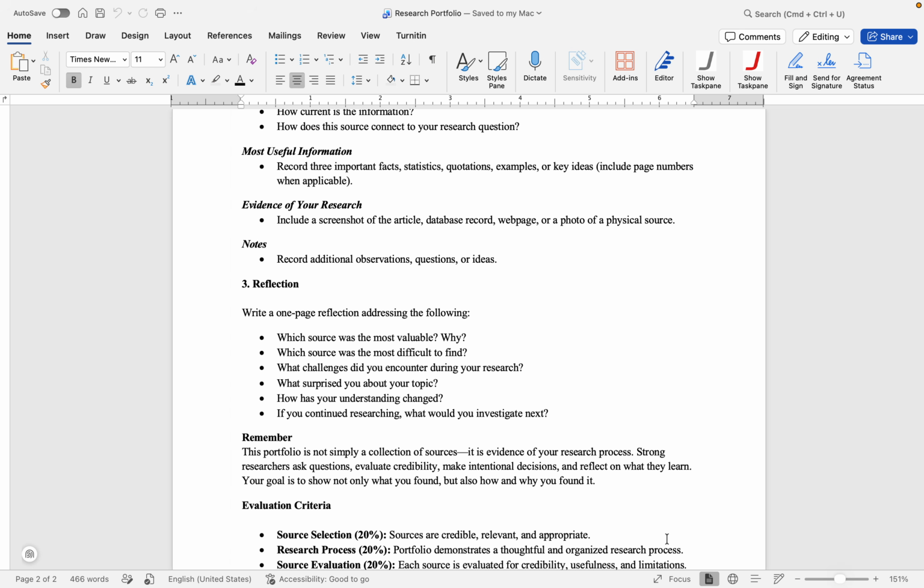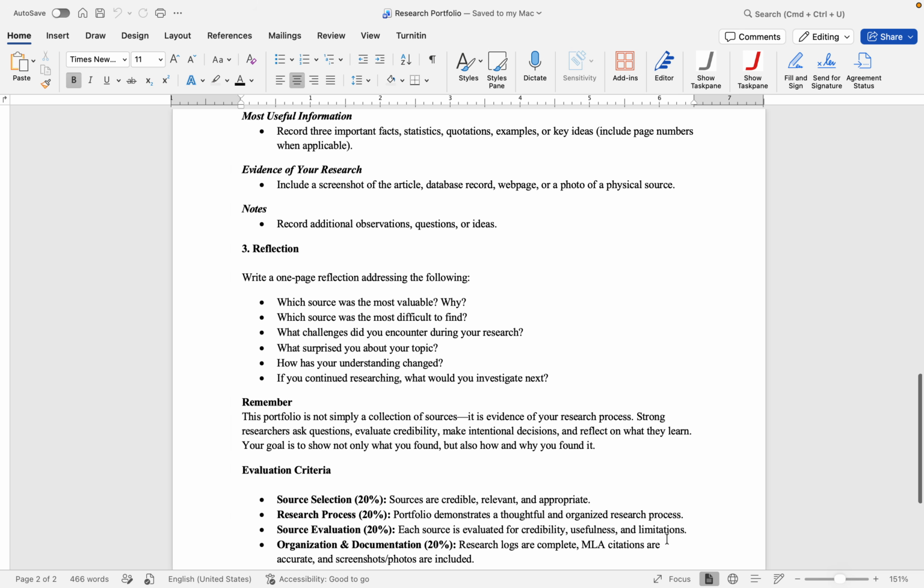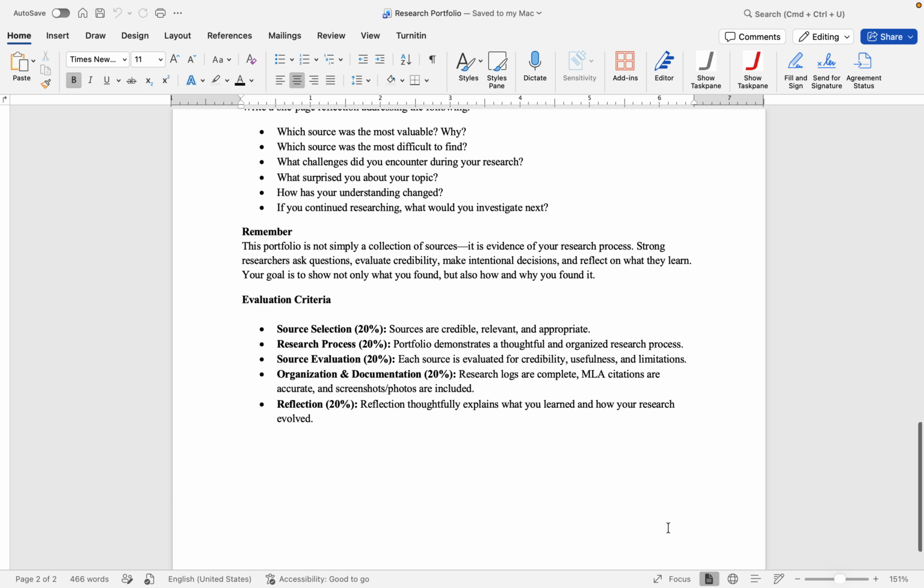Remember, this portfolio is not just a collection of your sources, it is evidence of your research process. Strong researchers ask questions, evaluate credibility, make intentional decisions, and then reflect on what they've learned. Your goal is not to just show me what you found, but also how and why you found it.